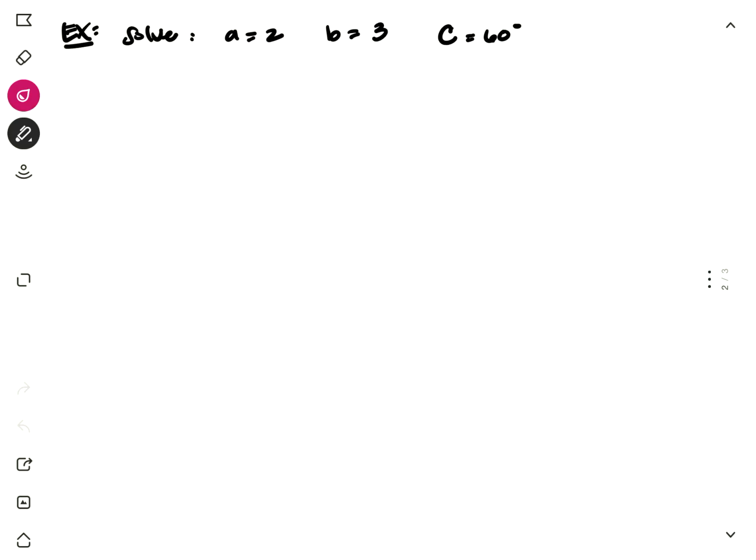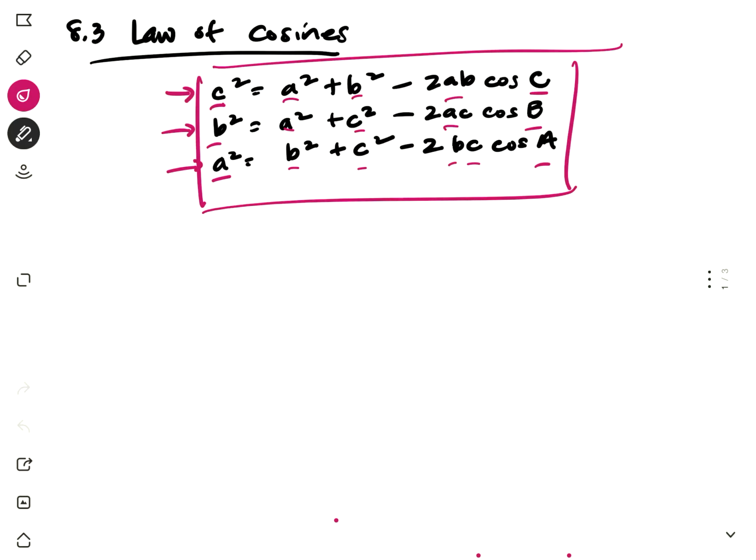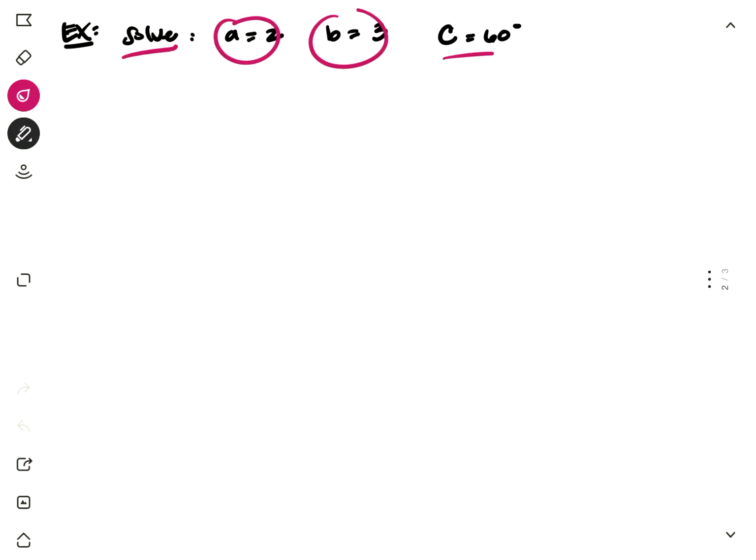They're just giving us sides and angles here, and what they're asking us to do is solve it. Again, that means to find all the angles and sides for our triangle. We're being given a, b, and angle C, so we can definitely find side c there. We're going to use that formula and set it up: c squared equals a squared plus b squared minus 2ab times cosine of C.